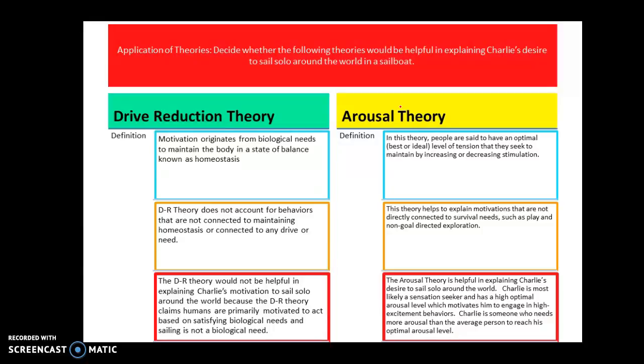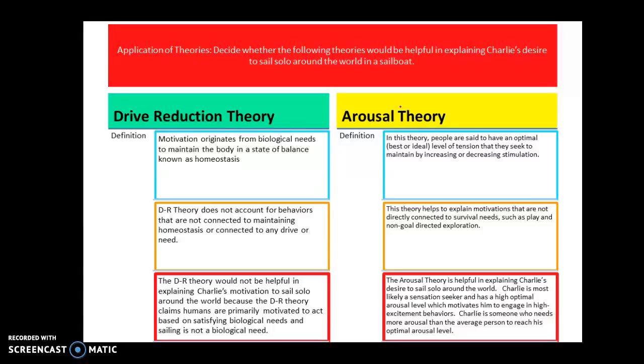a small sailboat. So when you're doing a free response, even if the theory is not helpful to explain, you cannot just simply say, no, it's not helpful. You actually have to explain why it's not helpful. Okay? The other key thing is you have to directly connect it to the question and the character, so to speak, Charlie. You can't just speak abstractly about just general definitions. It has to be connected.